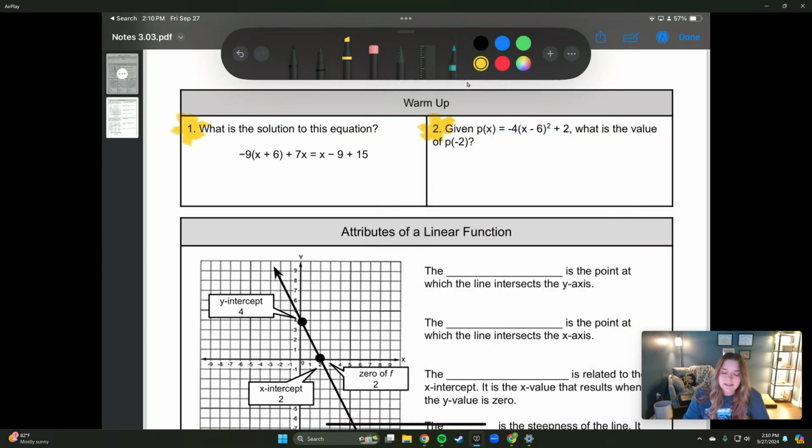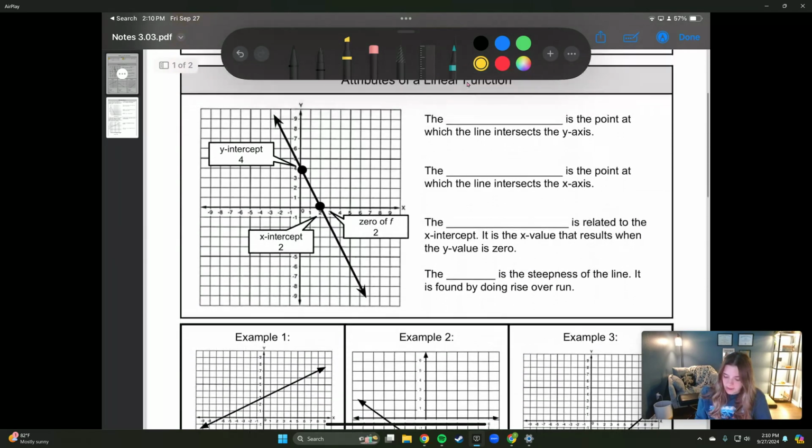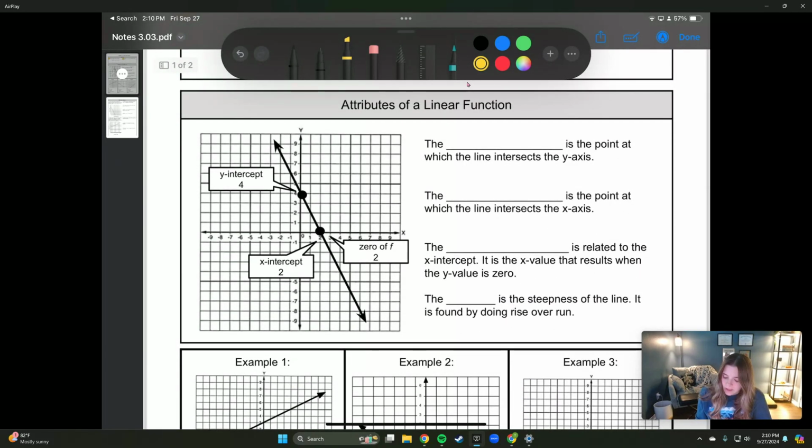Algebra 1 folder. Again, the copy of these notes should be in your WAG. If not, send me an email and I will send them to you. All right, let's get into what we're going to learn today: the attributes of a linear function.